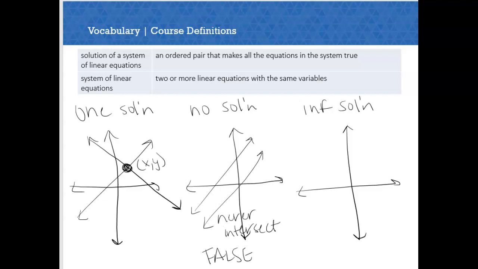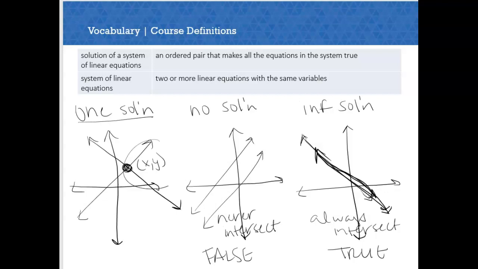If we have infinite solutions, when we graph the two lines, they're actually the exact same line. They overlap. And we're going to find this is when we get those true statements. So there are three options for a solution, but generally speaking, one solution and it's an ordered pair.